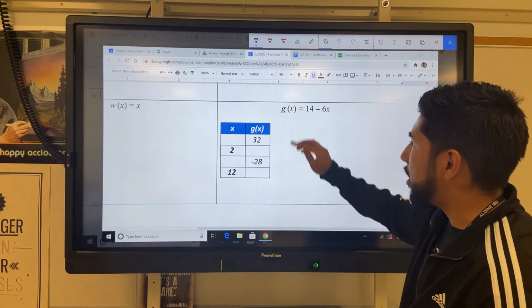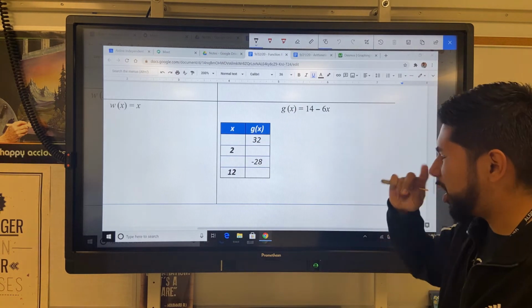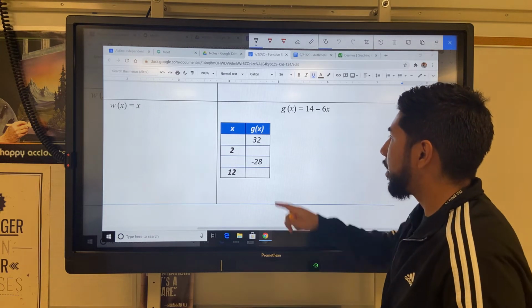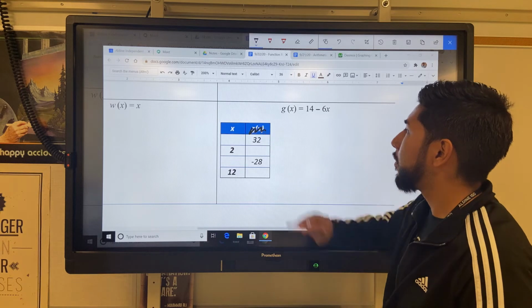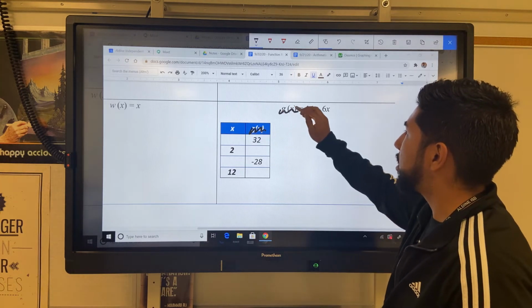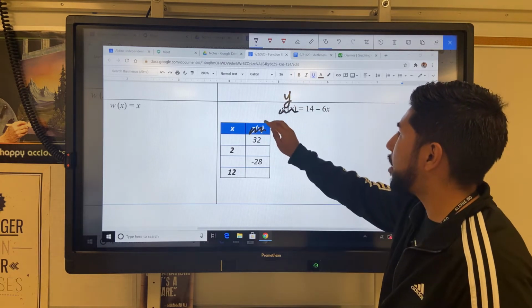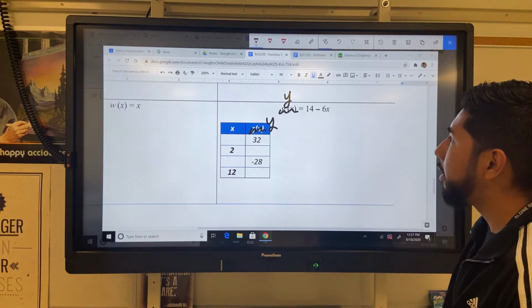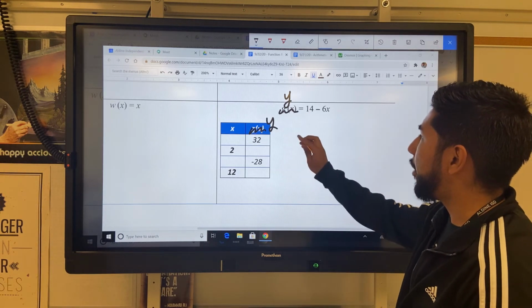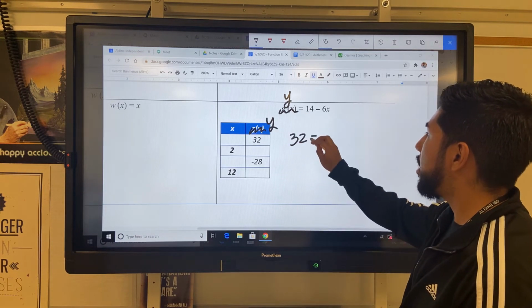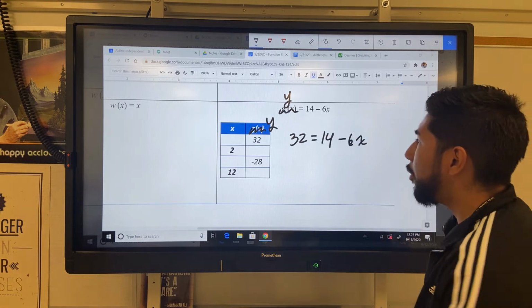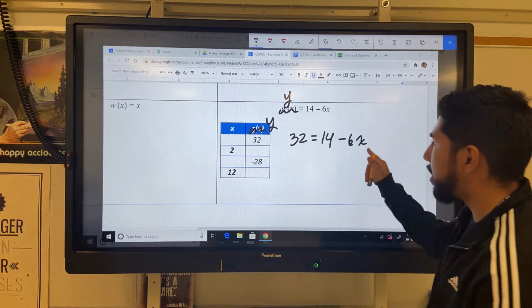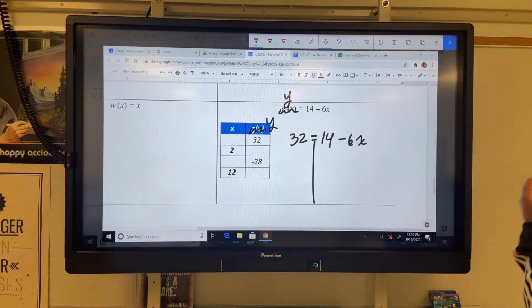Remember, x is going x. g of x replaces g of x. Check it out. First problem, 32. If you want, let's take off the g. We talked about this. This is my y. Wherever I see a y, I put the 32. So 32 equals 14 minus 6x. What are we missing? The x. So I need to solve. You guys know how to do this.